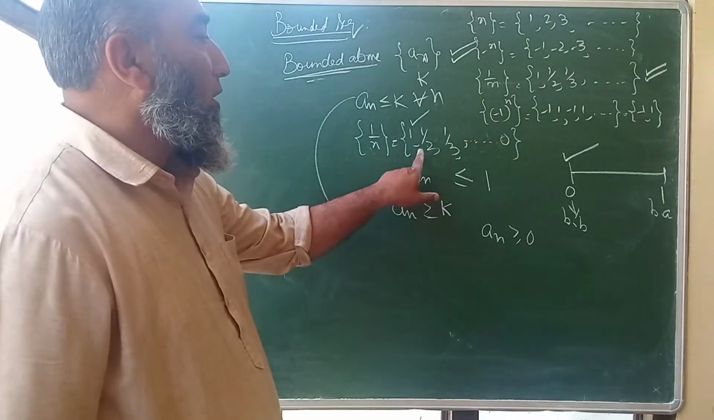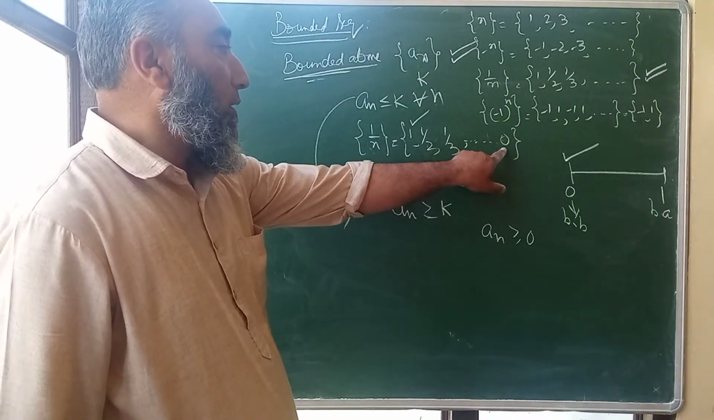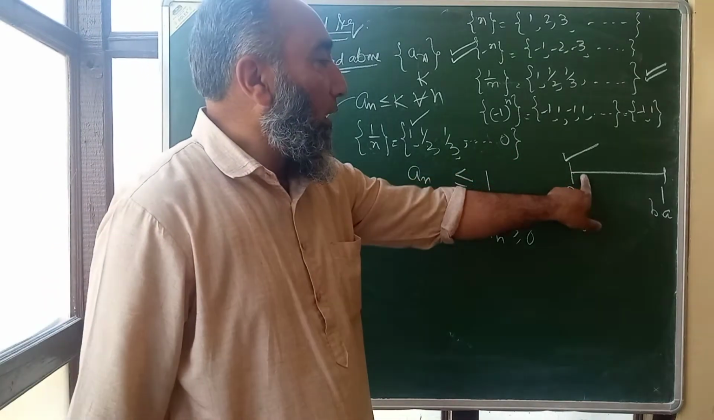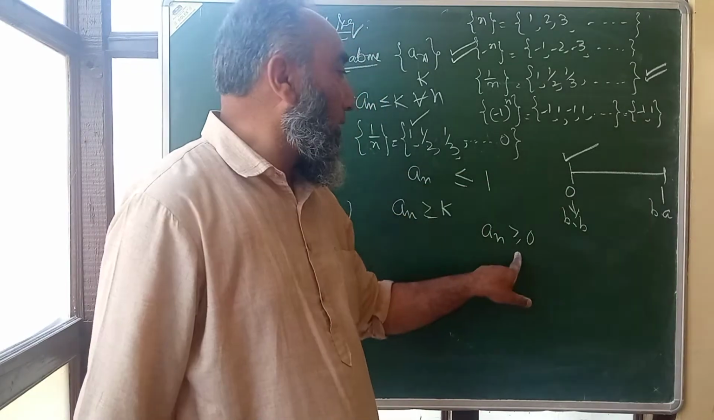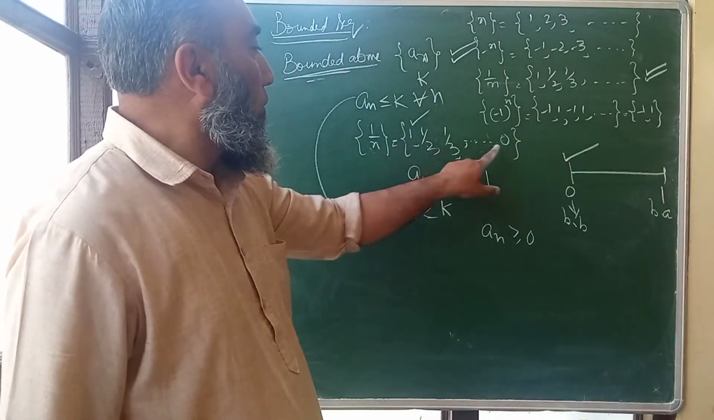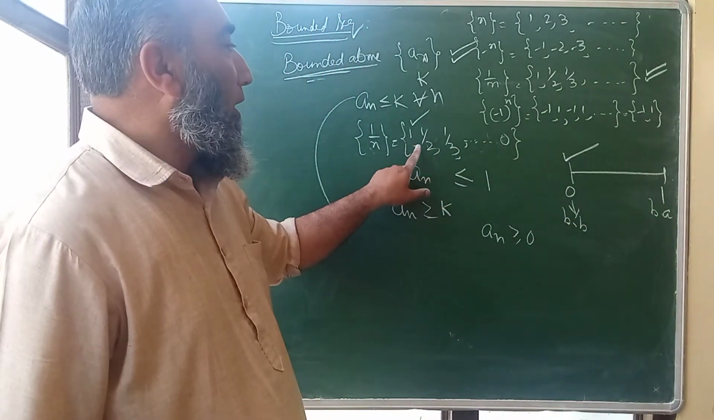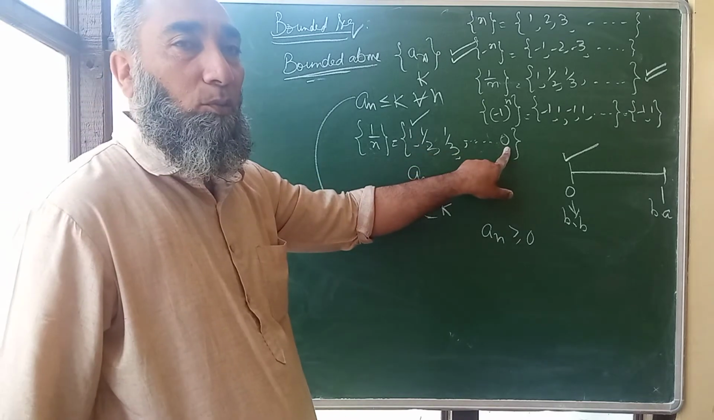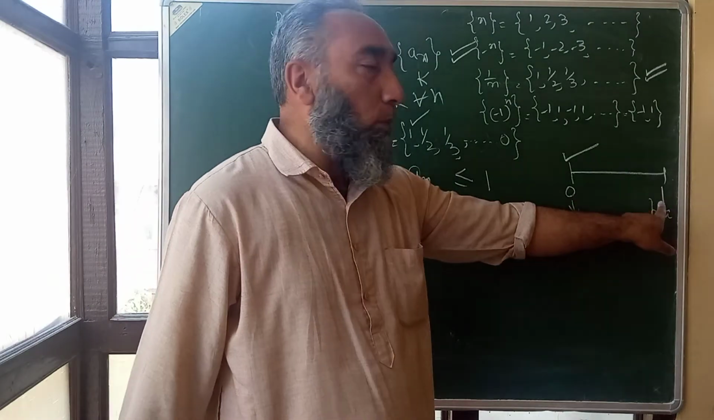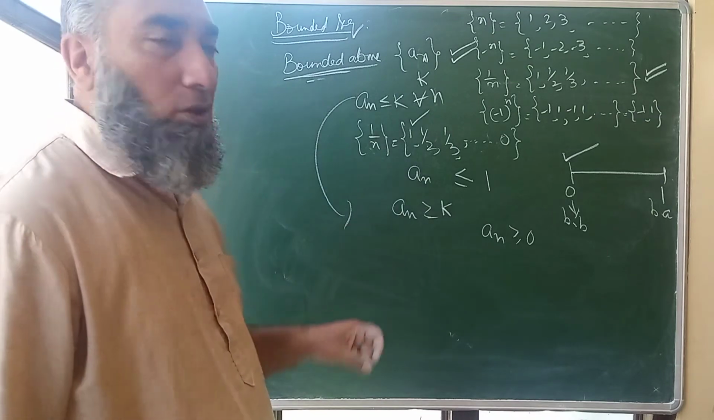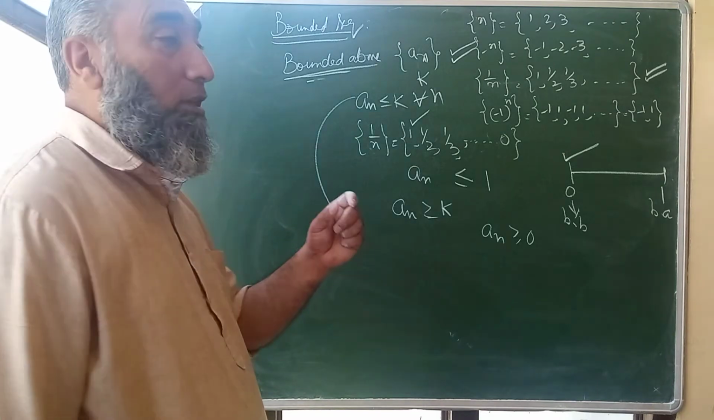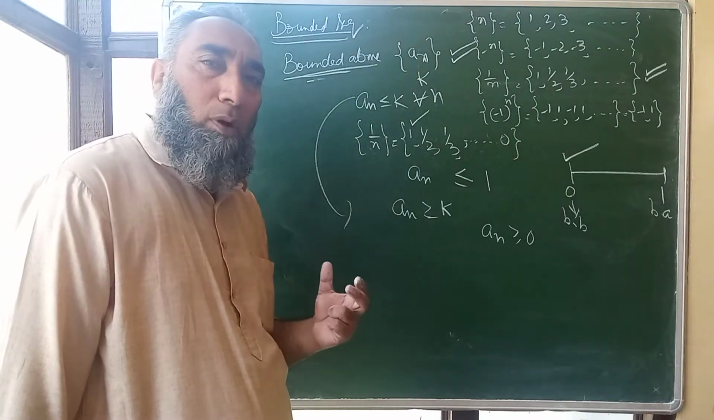You see? Each an, 1, 1 half, 1 by 3, whichever is to the right of 0 over here, it is greater or equal to 0, right? Everything up to 1, it is greater or equal to 0. Here it looks like it starts from 1 and ends with 0, but actually it is from 0 to 1. So it is bounded below by 0 and bounded above by 1. So such a sequence which is both bounded below as well as above, we say that it is a bounded sequence. So a sequence is said to be bounded if it is both bounded above as well as bounded below.